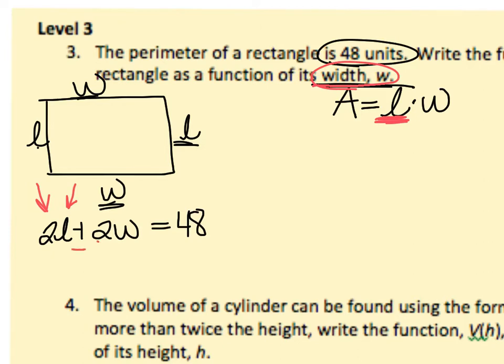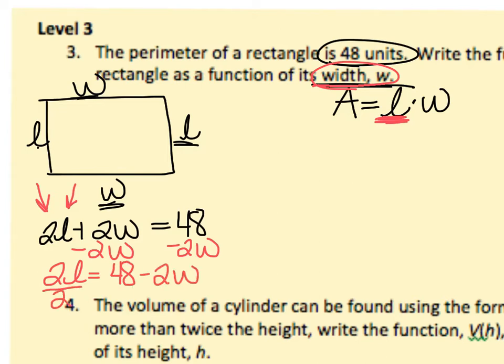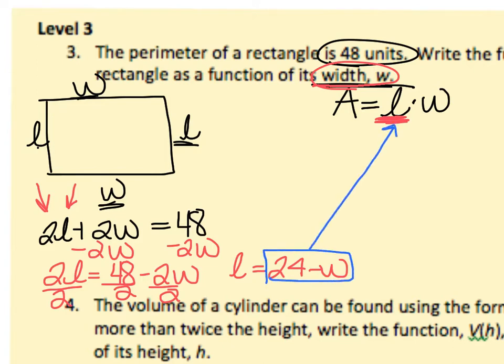So I'm going to go ahead and subtract 2W, and then divide both sides by 2. And once you divide, you've got to divide each term by 2. So L is going to equal 24 minus W. So now that I have an expression for L, and it's in relation to the same rectangle that I'm talking about the area of, I can substitute this in for L, and I'm going to get rid of the L and only have W's in my answer.